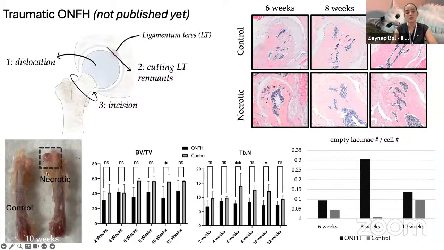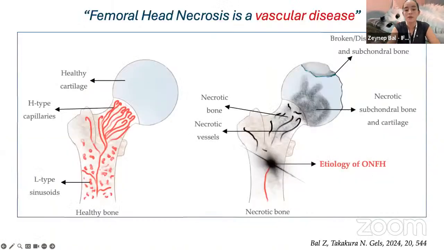At the end of 10 weeks, we were able to observe the necrotic femoral head, decreased bone marrow density, decreased trabecular number in the necrotic site, increased empty lacunae, and shape change and decreased cartilage activity, which means in any of these cases, femoral head necrosis is a vascular disease. This is why we have to focus on vascularization, and this is why hydrogels are good, because they promote vascularization.